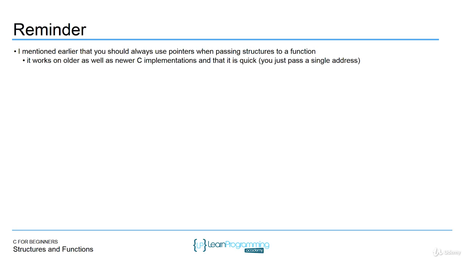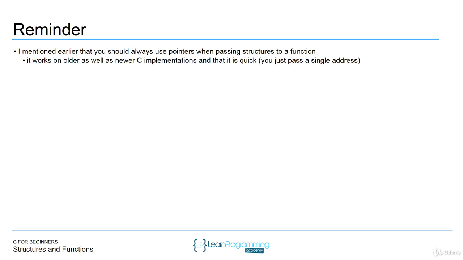A couple reminders. I mentioned earlier that you should always use pointers when passing structures to a function. Why? Because remember, older versions of C don't allow structures to be passed, but they do allow pointers. So you can avoid any kind of backward compatibility issue. If you're using an older version of C, your program is going to work.